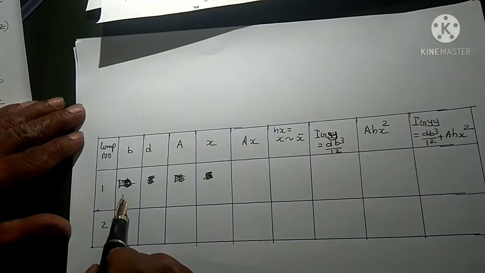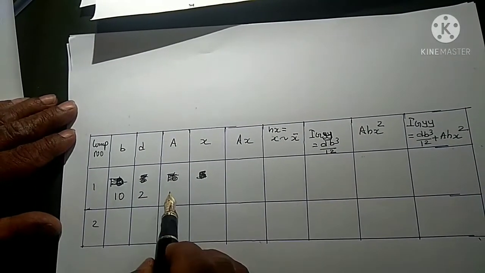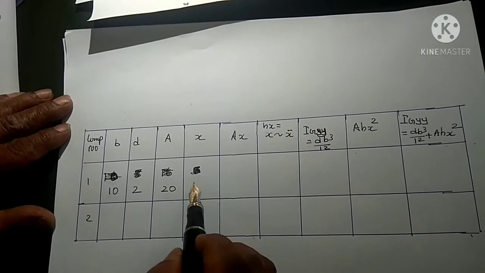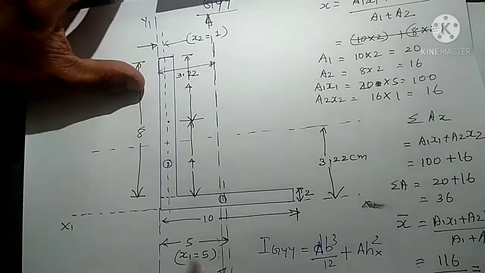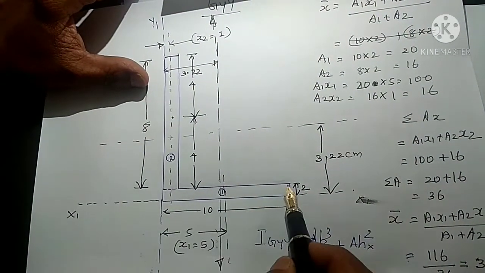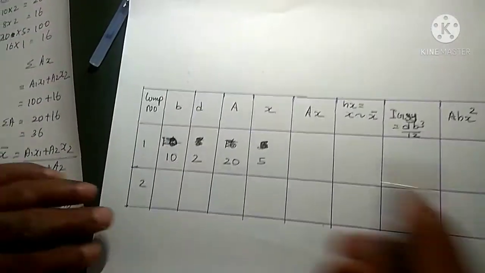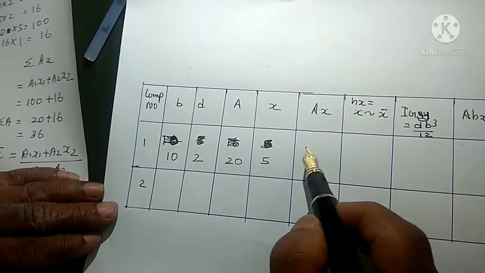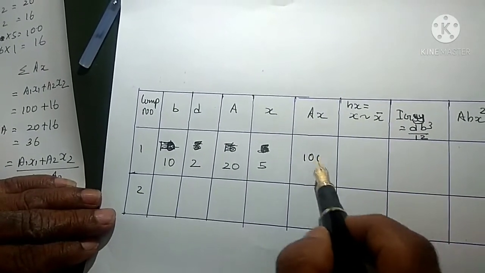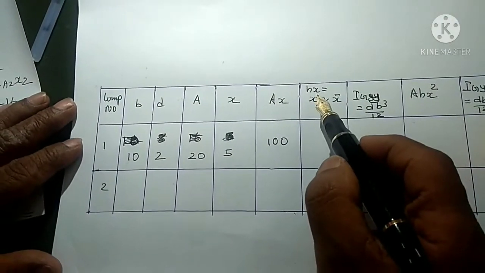So for the first component, B is equal to 10 and D is equal to 2. Therefore area is 20. What about X? It is 5. So already I have shown it is 5. From this reference axis to its vertical centroidal axis, the distance is 5. Then what is that AX? It is 20 into 5, which is 100. And you have to find out HX.